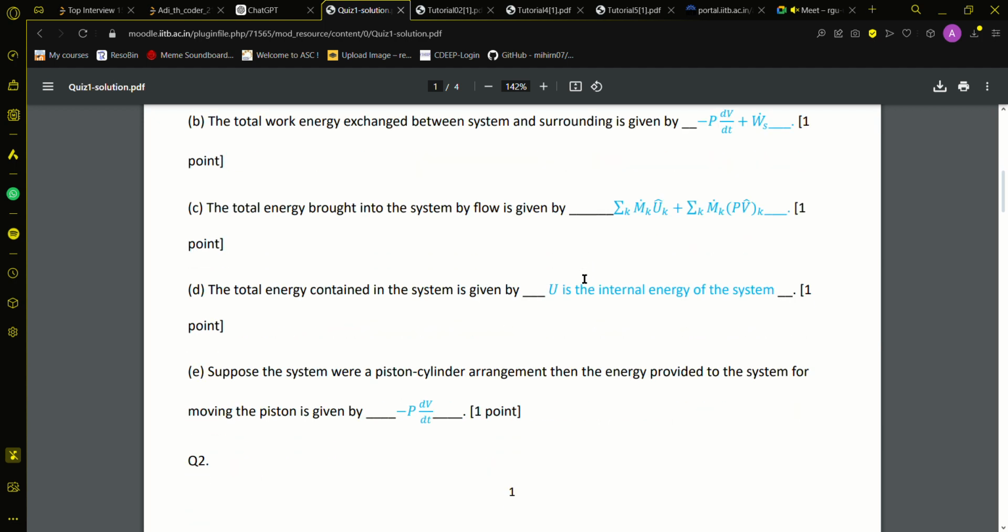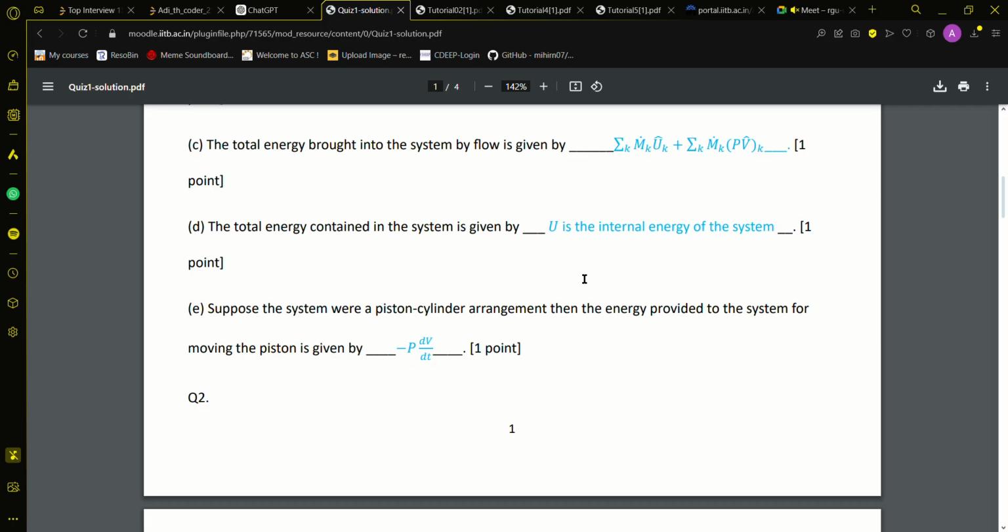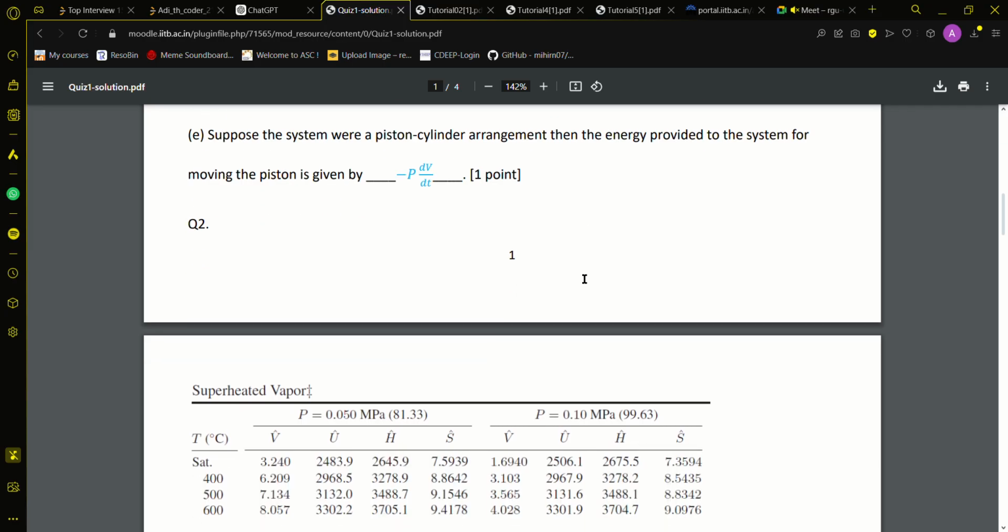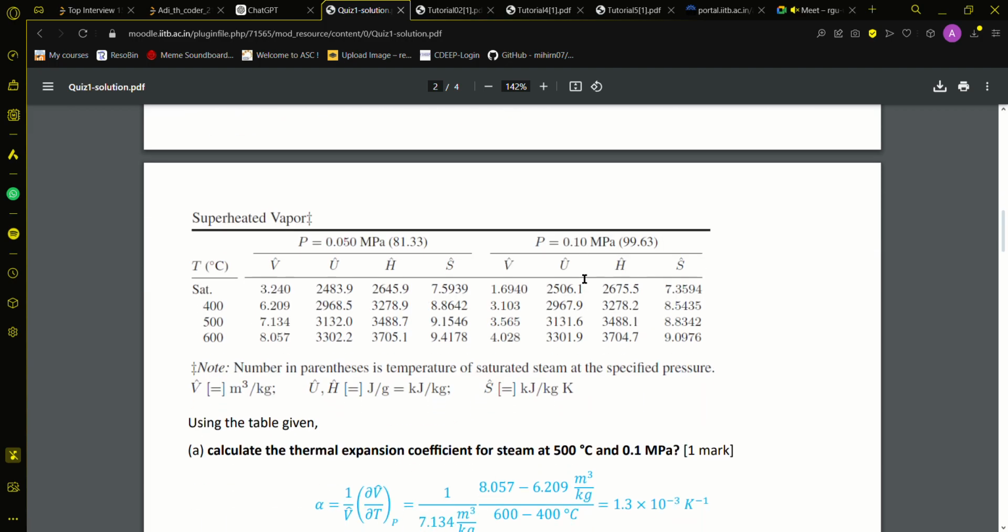Because the piston cylinder system basically deals with changing the volume of the cylinder. Then the next question we have is, here we are given a steam table, and we have the values of molar volume, molar internal energy, enthalpy and entropy for different pressures and different temperatures. The question that has been asked is, using the table given, calculate the thermal expansion coefficient for steam at 500 degrees Celsius and 0.1 megapascal.